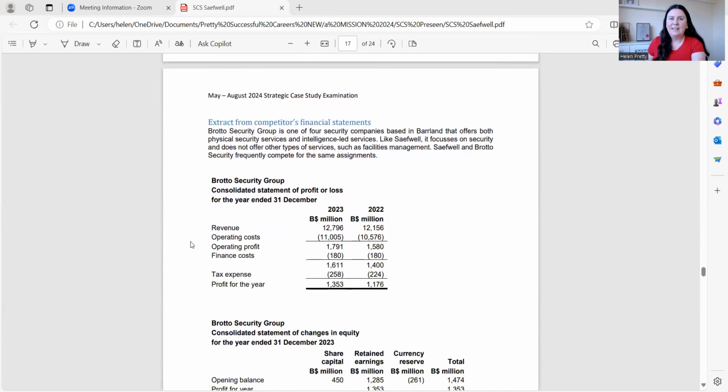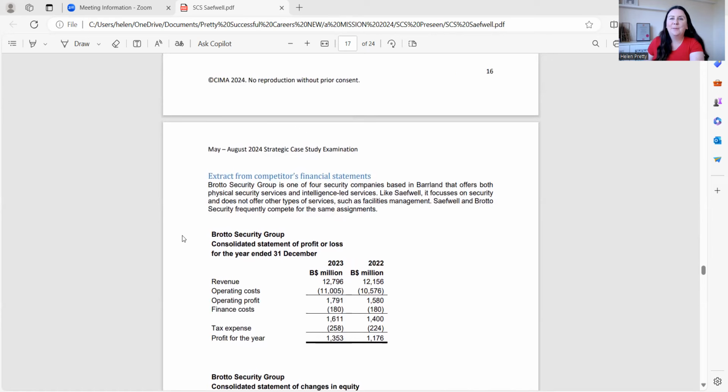Okay, on page 17 is an extract from our competitors' financial statements. They've picked one of our competitors, Brotto. Brotto Security Group is one of four security companies based in Barland that offers both physical security services and intelligence-led services like us. Like Saefwell, it focuses on security and does not offer other types of services such as facilities management. Saefwell and Brotto Security frequently compete for the same assignments. Good to know.